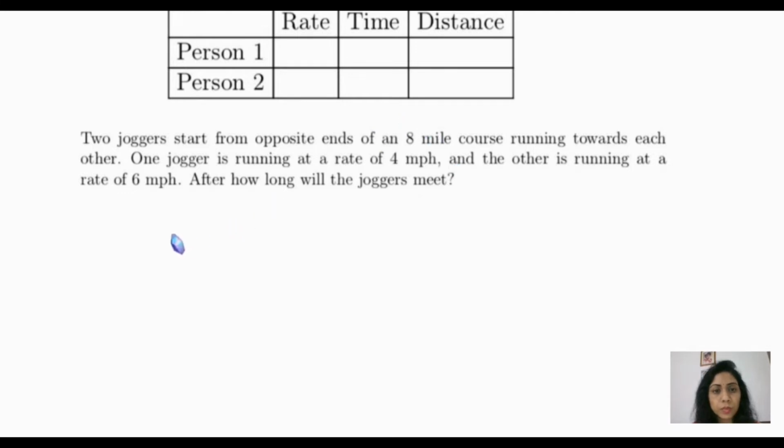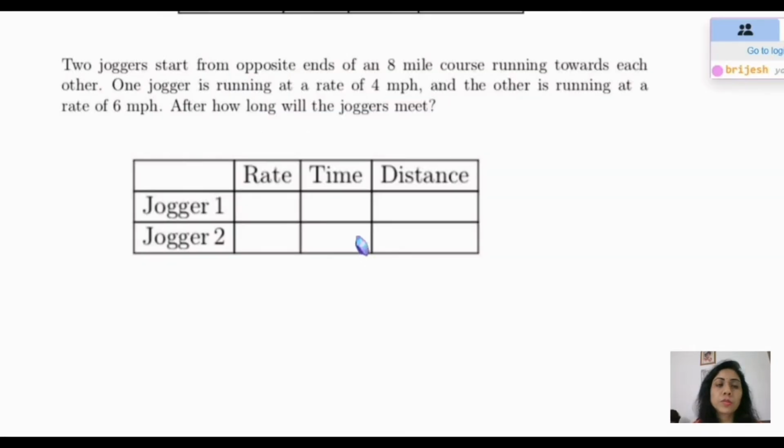Okay. So here are two joggers, jogger one and jogger two. So here we can fill in person one, jogger one and jogger two. Okay, so here is the table. Here rate, time, distance in columns, and in rows, jogger 1 and jogger 2.